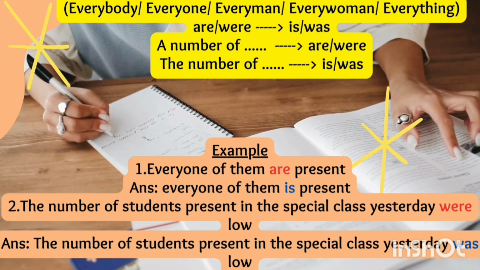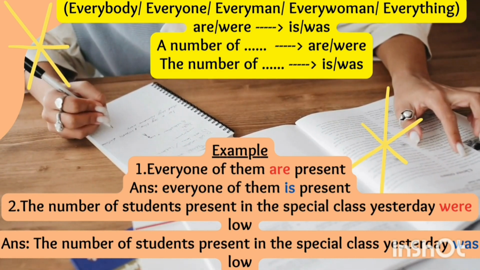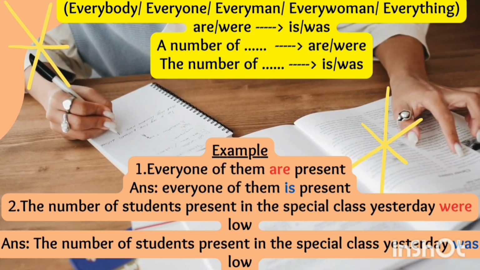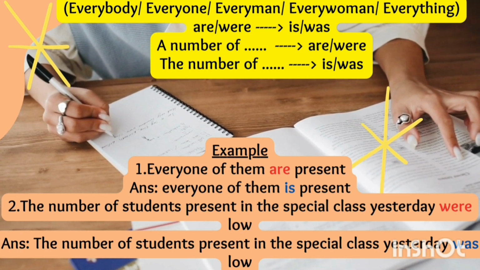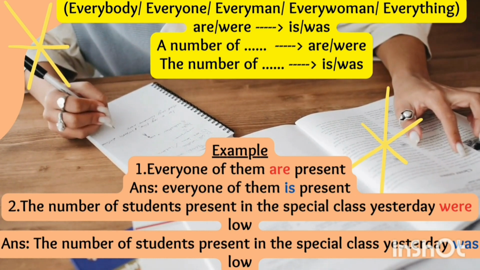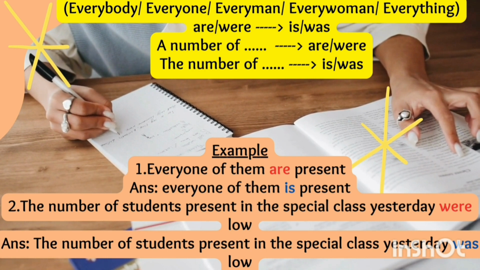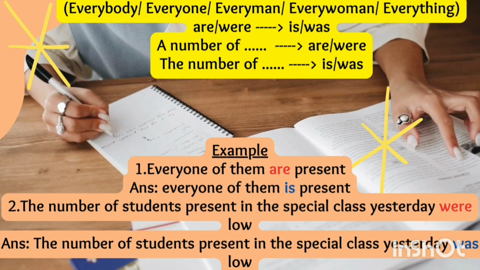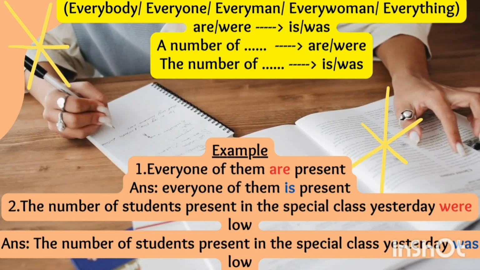A number of is followed by a plural verb like are, were. The number of is followed by a singular verb like is, was. Let us see an example for this. Second one, the number of students present in the special class yesterday were low. Here the number of students is followed by the plural verb were, but it should be replaced by a singular verb is, was. Here the sentence is in past tense, so we need to replace it by was. Answer, the number of students present in the special class yesterday was low.